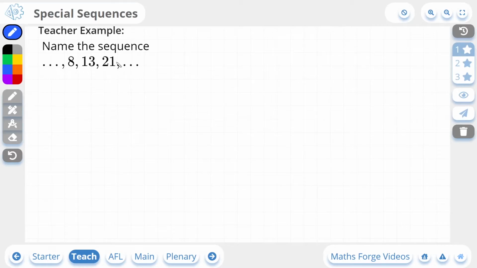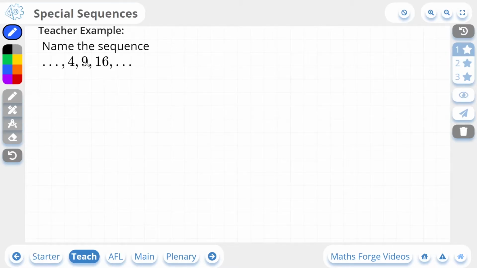Here we're being asked to name the sequence. I can see straight away that if I add 8 to 13, I get 21. So I'm going to say that this is the Fibonacci sequence. And if we check our answer, there it is. We can also call it the Fibonacci numbers. Let's take a look at another 1-star example.